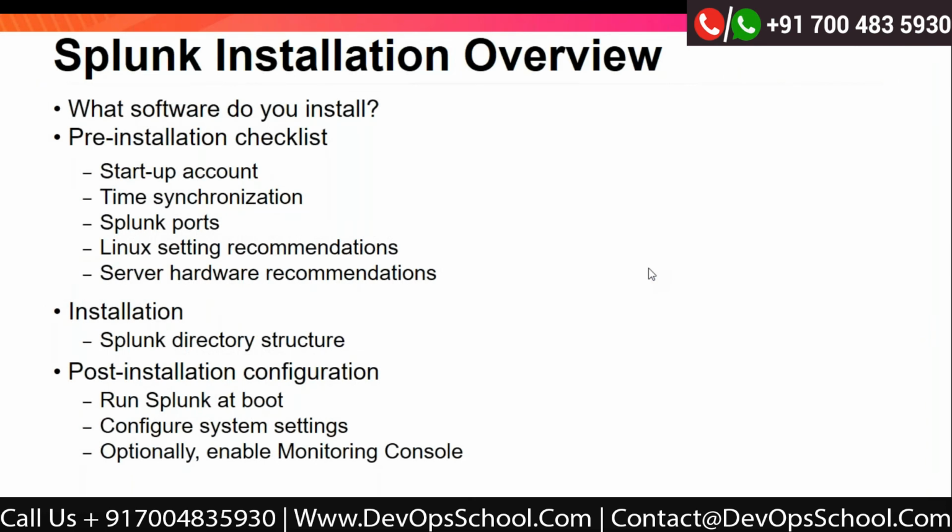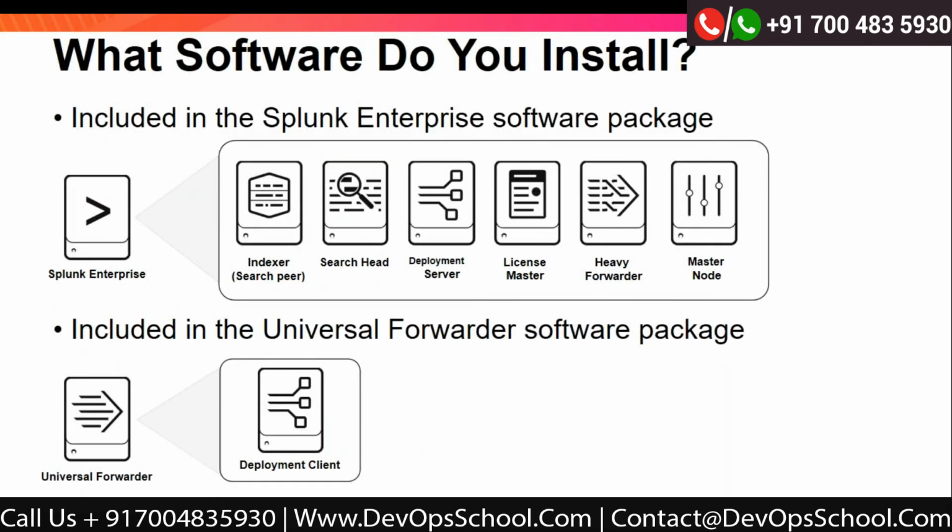Okay, now how to install Splunk. First thing, you should be aware which software to install. Splunk only has two software packages. One is Splunk Enterprise, and one is the Universal Forwarder. Splunk Enterprise can be used to install the indexer, search head, deployment server, license master, heavy forwarder, or master node. So this single software can behave as any of these functions that you want to make it. And the other software is the forwarder.